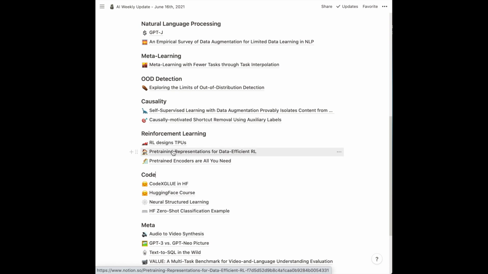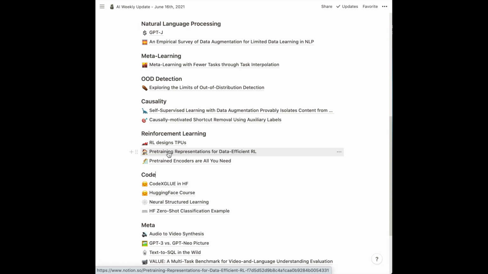Then we have pre-training representations for data efficient reinforcement learning, and pre-trained encoders are all you need. These are two similar ideas. This one is exploring, say, three different self-supervised learning tasks for doing the auxiliary representation learning. So in my view, the foundational paper on this is, well, there are a few, but there's a paper titled CURL, where what they do is they pass the representations of, say, the Atari DeepMind control suite, the visual observations for control tasks, into the momentum encoder, the MoCo representation learning algorithm, and then they also pass that same representation into Q learning.